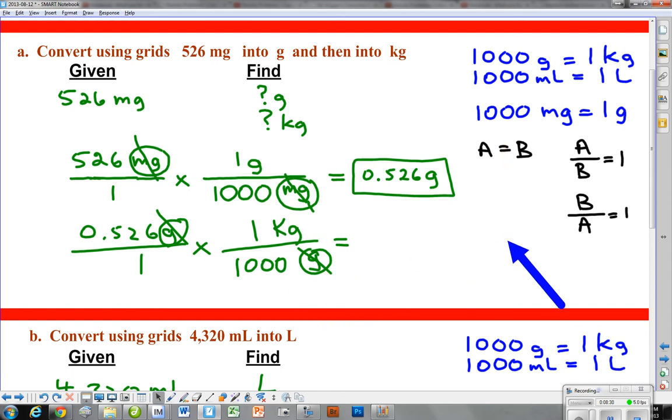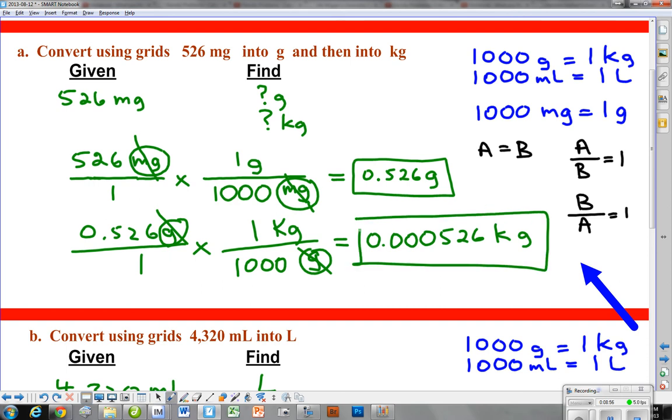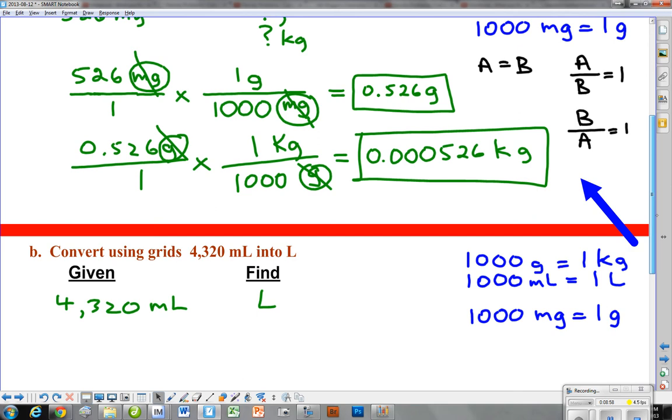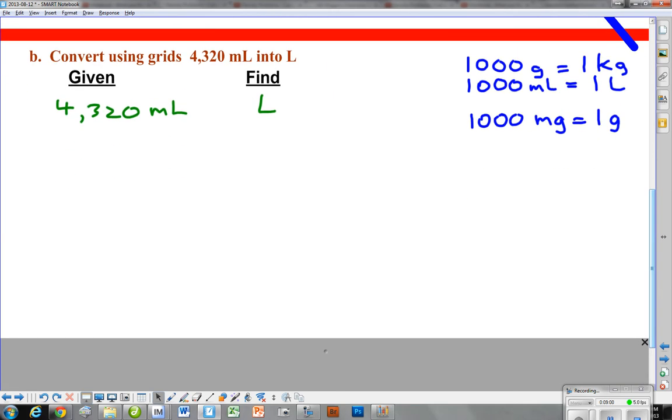And now I'm ready. All I have to do is divide by 1,000 again, and this time the decimal will move over 3 more to the left. And that makes 0.000526, and this time we are in kilograms. And that was the second part of that last problem. So we had 2 answers for that. Now let's go down here and deal with this one.